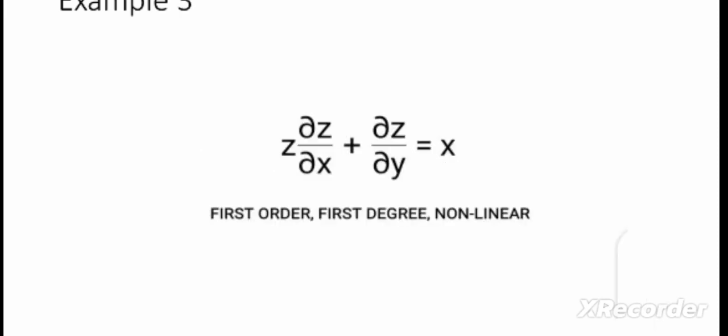We have another example here. This is first order, first degree, and non-linear. Of course it is non-linear because we have the dependent variable z, but it is attached to a partial derivative. So it is non-linear, first order and first degree.